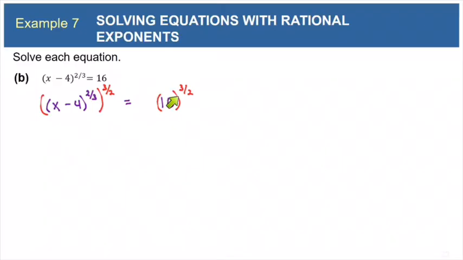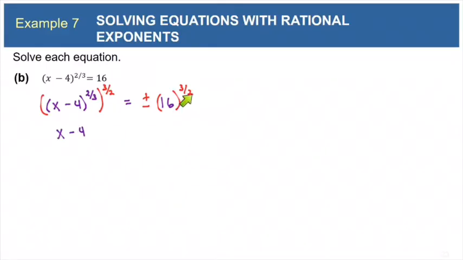Now notice that we are raising both sides to a power that has an even denominator, so we're going to need to insert that plus minus symbol there. Remember, whenever you're raising both sides to a power that has an even denominator, you're basically applying the square root property, and you're going to have to insert that plus minus. Okay, now over here on the left, these exponents multiply together and become 1. So the left side just simplifies to x minus 4.